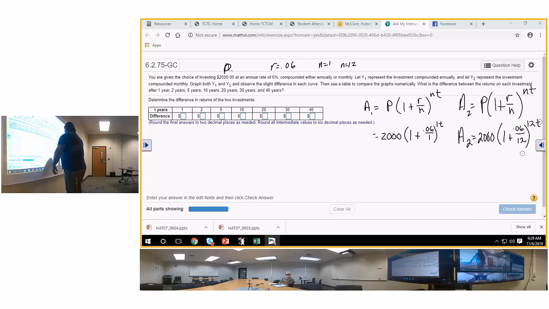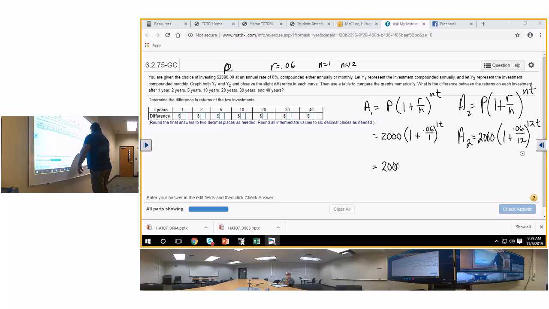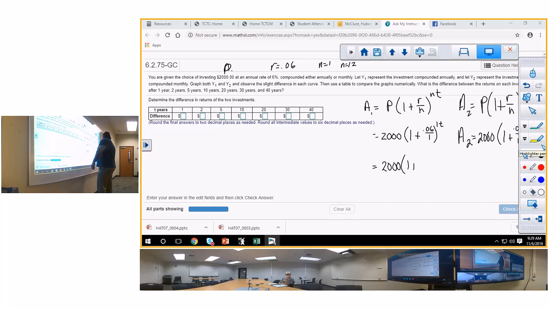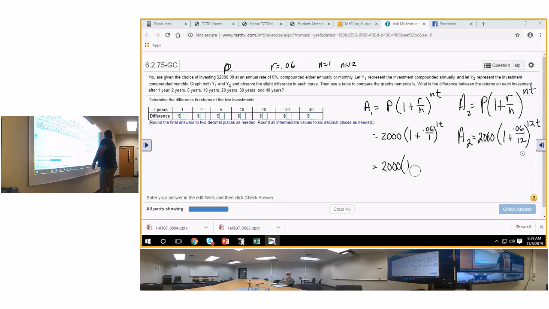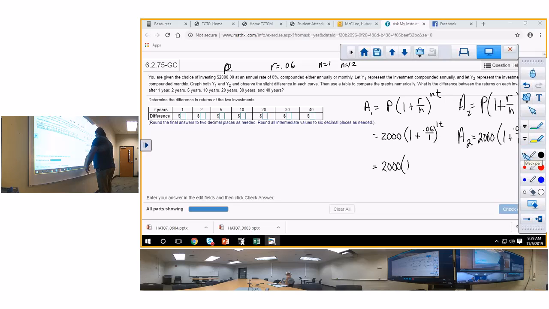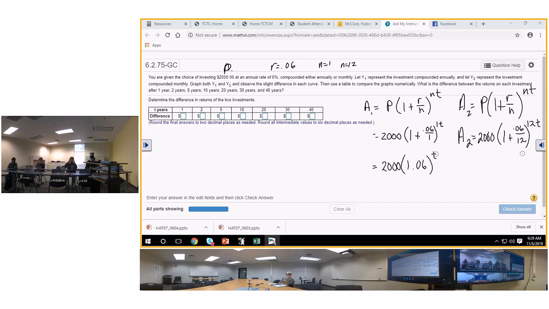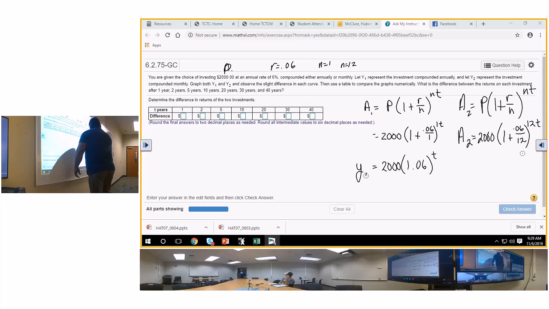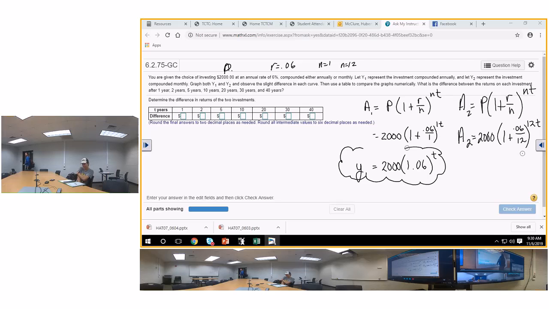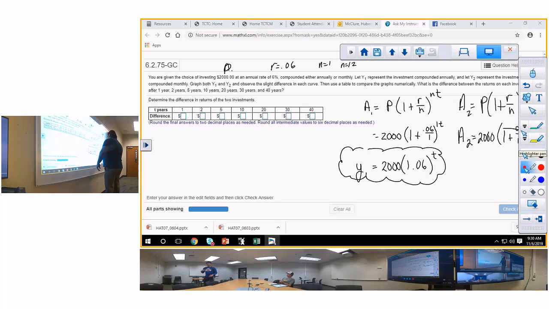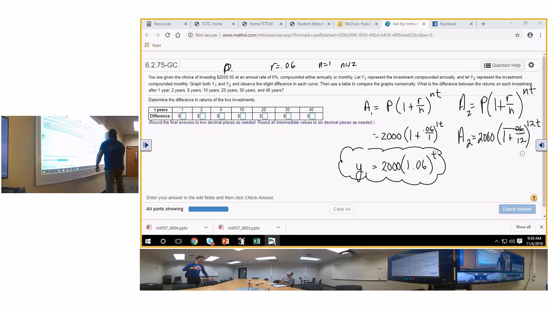So that's going to be 2,000. And I can do this in my head. 1.06 to the what power? To the t power. And that's your y sub 1. And of course change this to an x in your calculator.